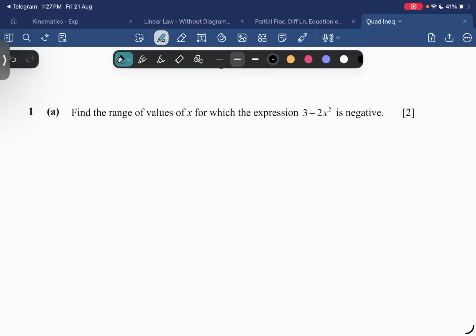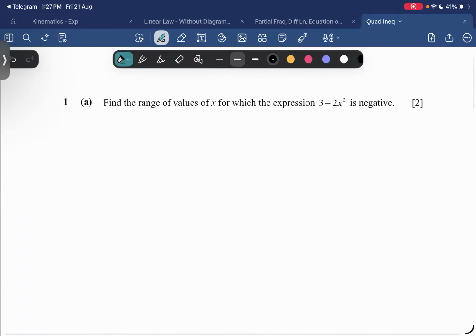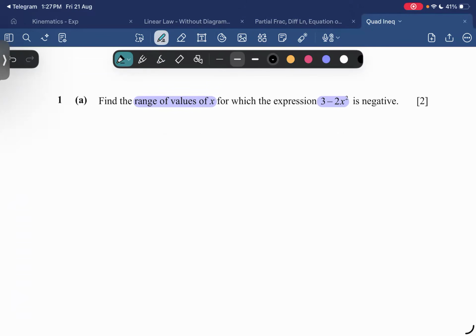Okay, let's find this. So these are all your quadratic inequalities, your less than, more than, less than or equal, more than or equal, okay? So find the range of the values. Every time you see the magic word range, you have to give an answer in inequalities, okay? So find the expression where this thing is negative, right? Negative means this thing itself is just going to be less than 0.